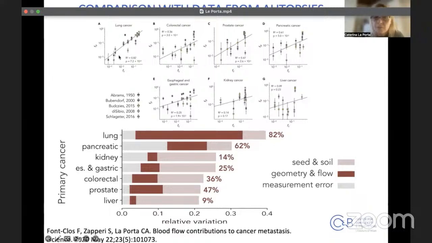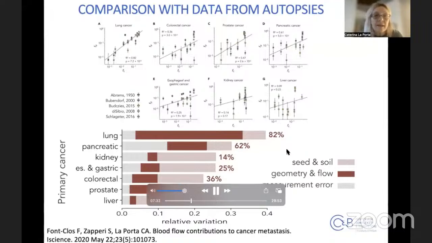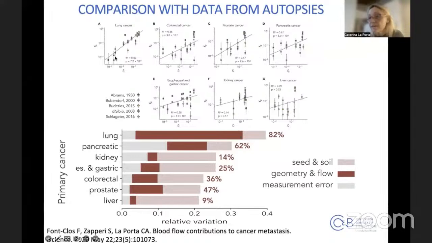For lung cancer, there is a very good correlation between the simulation and the data. That means that the blood flow system and its structures are very important for the spreading of these tumors for lung, but not for liver, perhaps, and other kinds of tumors are less correlated. You can appreciate this better in these histograms: lung 82%. This is geometry and flow, and in the light pink you see seed and soil. So for lung, the geometry and the flow are very important and match very well what really happens in real life.